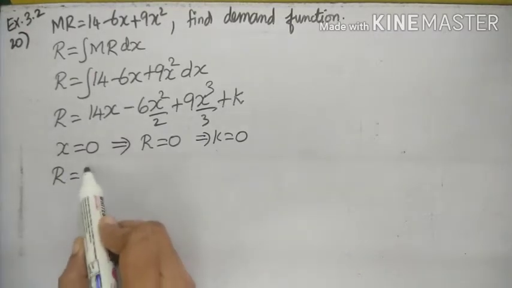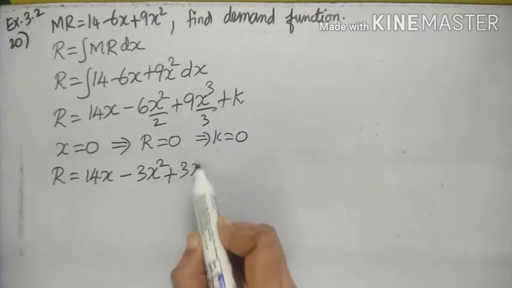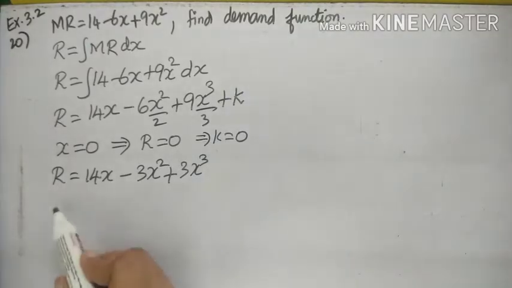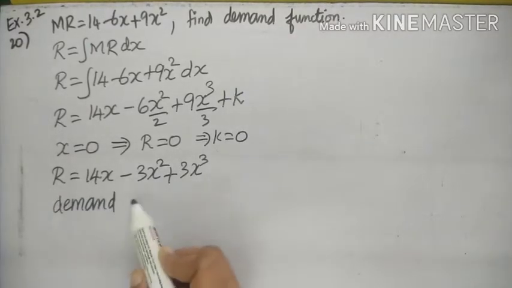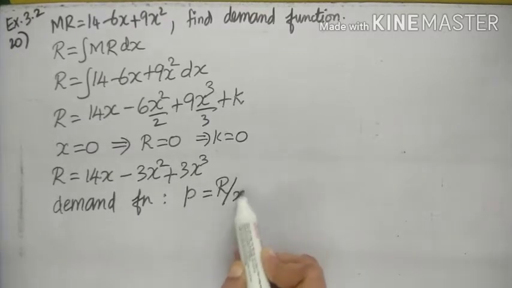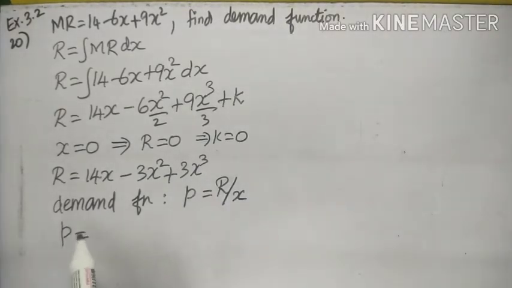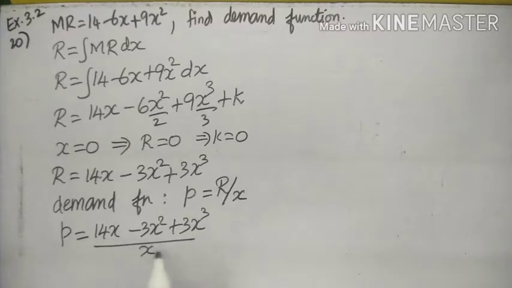So R will be 14x minus 3x square plus 3x cube. My question is demand. What do you mean by the word demand function? Demand function means small p, which is nothing but R divided by x. The average revenue is called demand. So p equals every term divided by x: 14x minus 3x square plus 3x cube divided by x. So p equal to 14 minus 3x plus 3x square, and that is the answer.